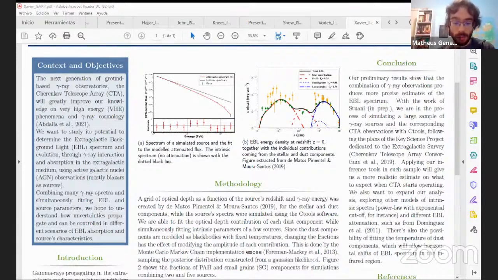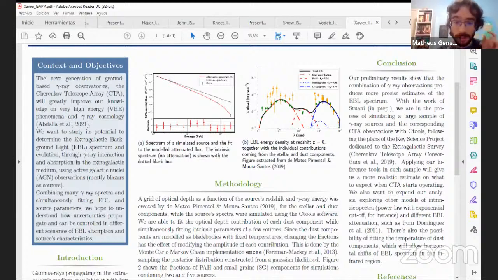And my research group is simulating observations of blazars using ctools to give a more realistic perspective on the data that CTA will collect in its extragalactic survey. So we hope, with this simulated sample, to have a better understanding of what properties of the EBL we can constrain using our models and this data.